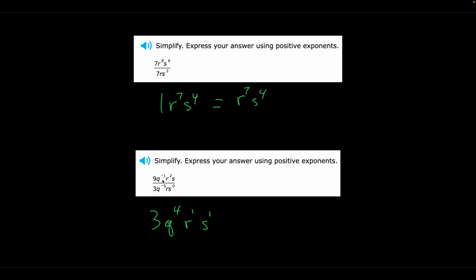You got q to the 4th because you did negative 1 minus negative 5, which gives you positive 4. And remember, there are invisible 1s here. So if you don't see an exponent, there's a 1. And again, we don't normally write 1s in our answer for the exponents as well, so this would normally just be 3q to the 4th rs. This would be how I would expect to see the answer written.